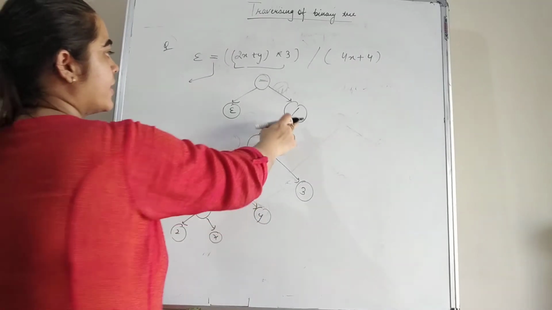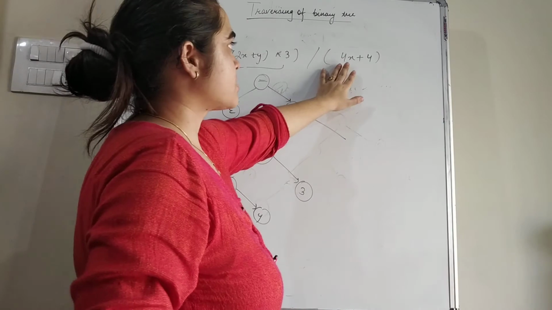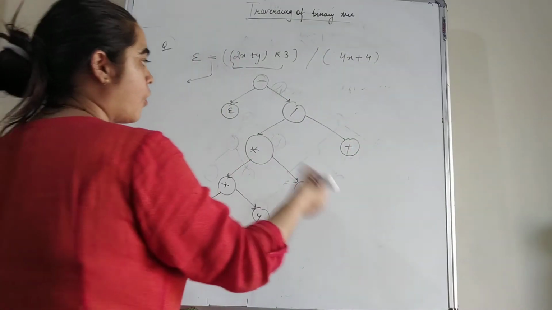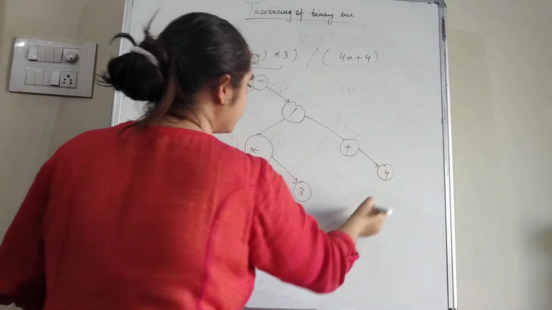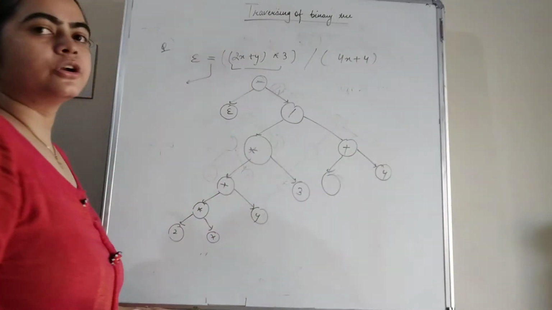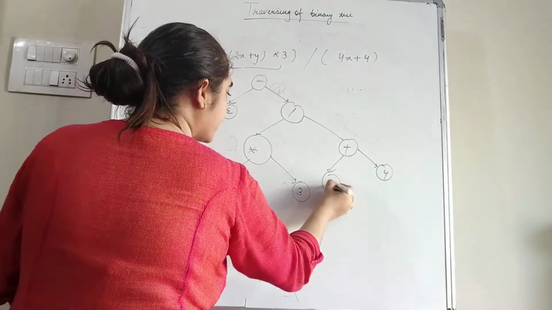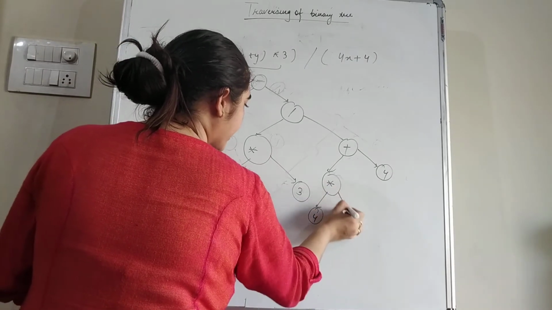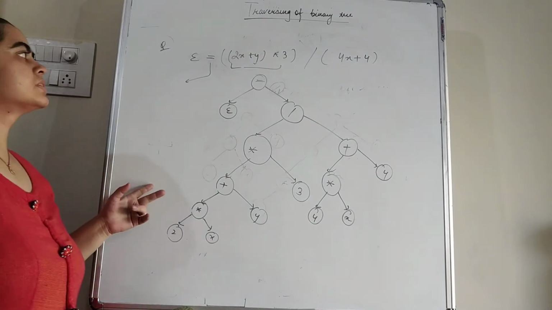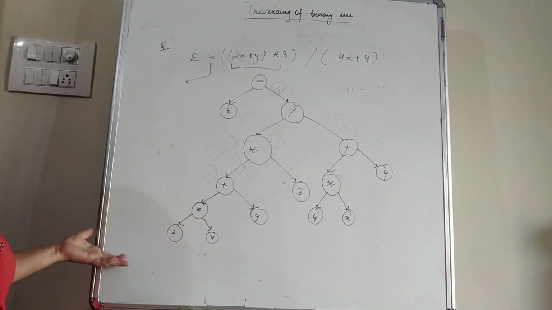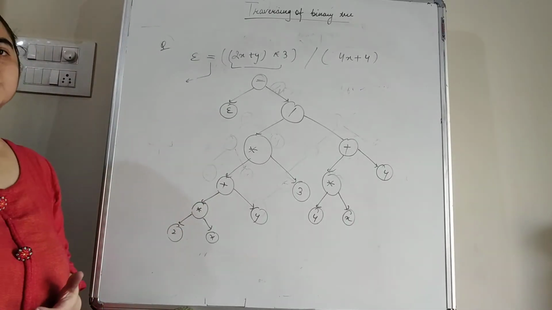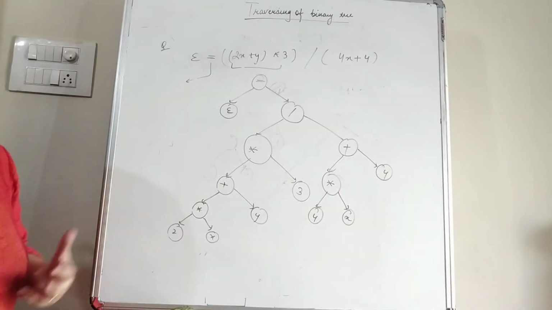Now students, divided by, after this is the expression 4x plus 4, where in between the symbol is plus, and on the right side we have value 4, and on the left side we have 4x. Further 4x is divided into 4 into x. In between we write cross, on the left side we write 4, and on the right side we write x. So this is the binary representation of this particular equation. These types of questions always come in the board's exam, so you have to practice them.